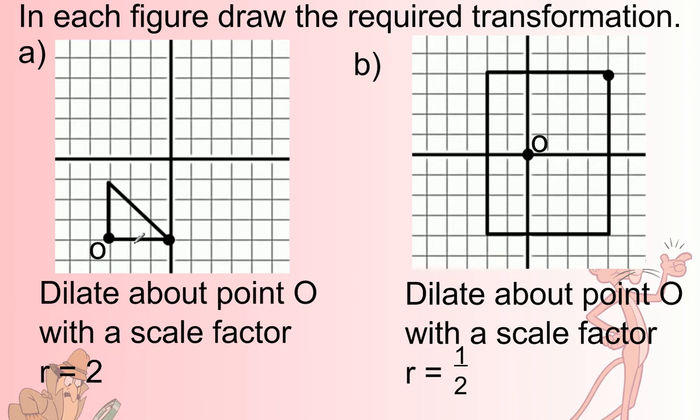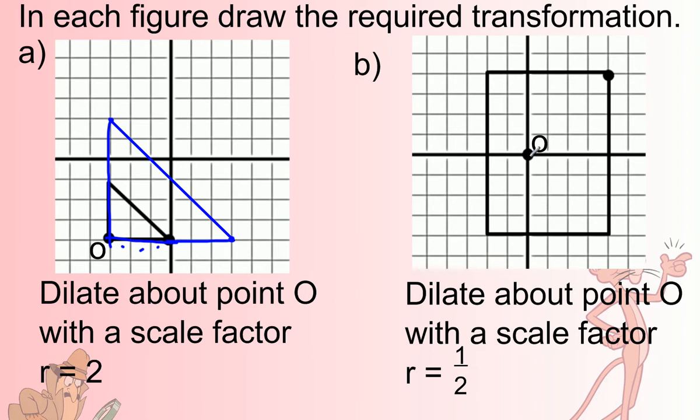So I'm going to take each side here, and it's going to get 2 times bigger. So this has a length of 1, 2, 3. So my new length is going to be 1, 2, 3, 4, 5, 6. Double in length. And 1, 2, 3, 4, 5, 6. Double in length. There is my new figure, dilated about point O with a scale factor of 2. Everything is twice as big.